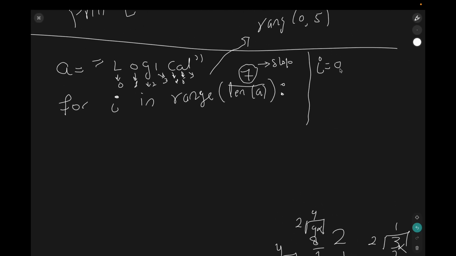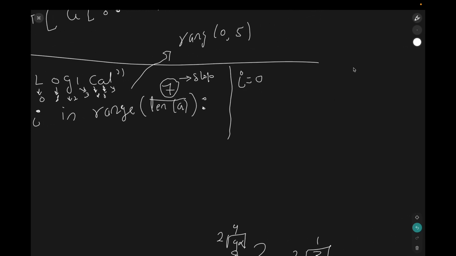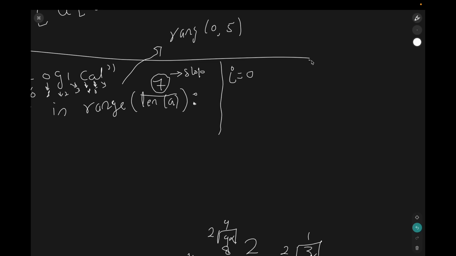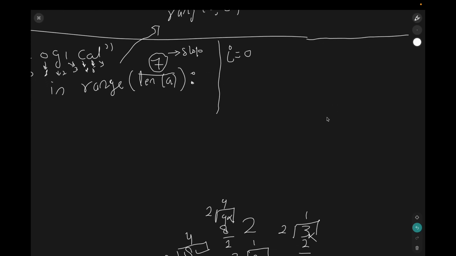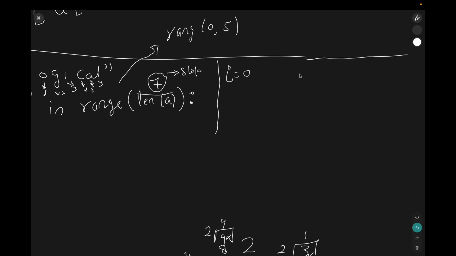So before doing anything, we have to check whether this i is even or odd, right? So how will we check whether this i is even or odd? And you also know something about the modulus operator, right? So what I'll be doing here is I'll be saying something like this: 0 modulus 2 equal to 0, right?